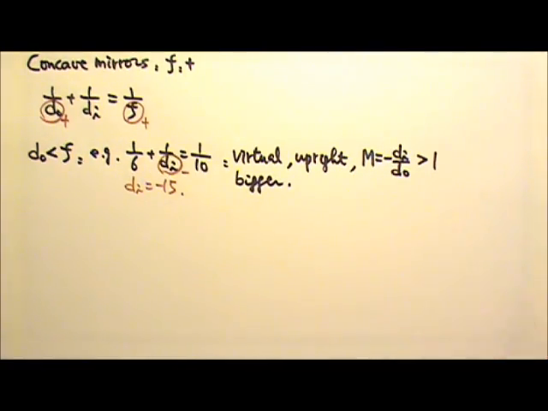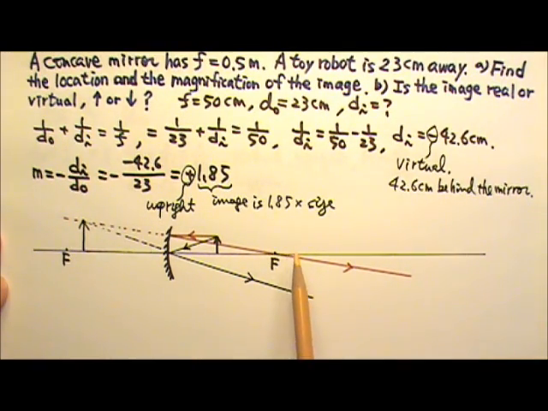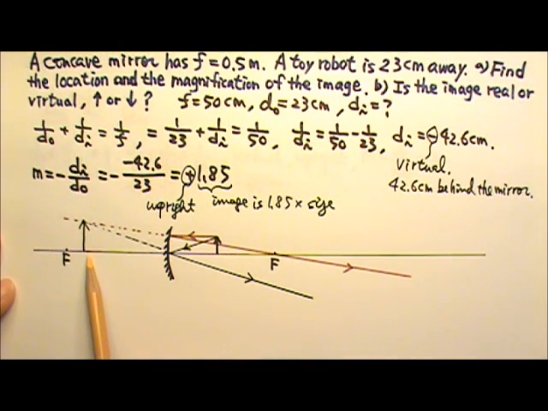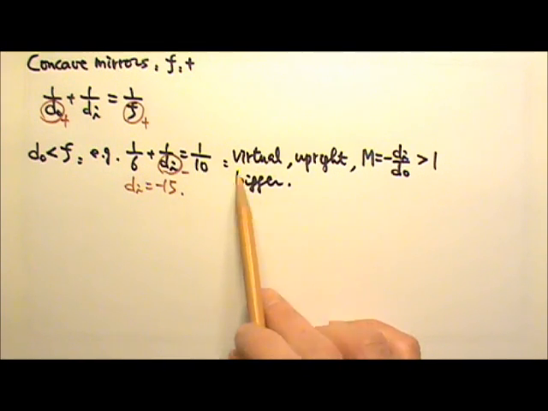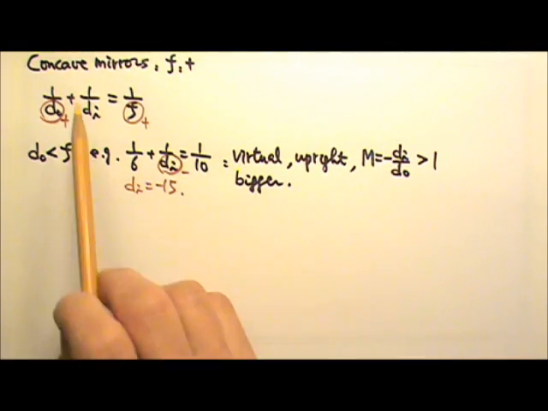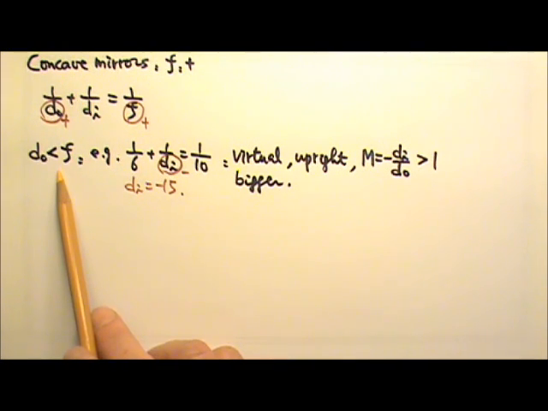An example of this would be the toy robot problem we did in the last video lesson. The robot was placed within the focal length of a concave mirror, and the image formed was a bigger upright image. And this is a virtual image because it is formed by light ray extensions, and the image is formed behind the mirror where no light rays from the robot can reach. So when we need a mirror to provide a larger upright image, we would use a concave mirror and place the object within the focal length of the concave mirror.